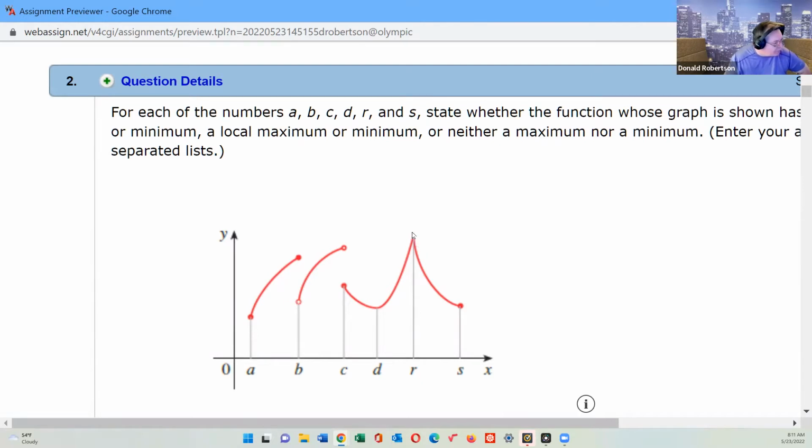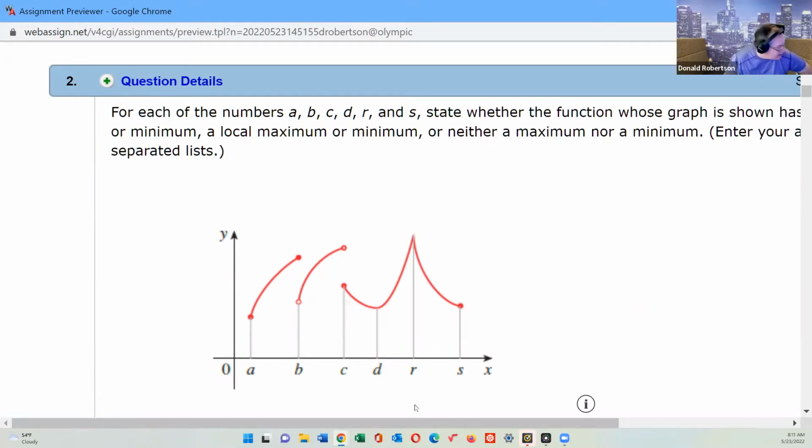Do you see the top of that mountain peak at R? Would you agree that is higher than anyone else? So R is an absolute maximum. Is there any point in this graph that is lower than everybody else? Because that's the absolute min.